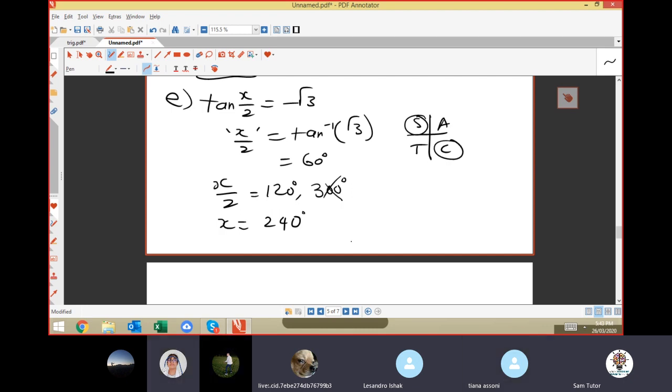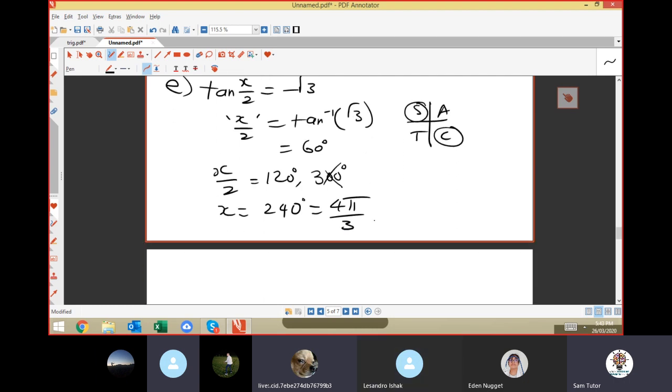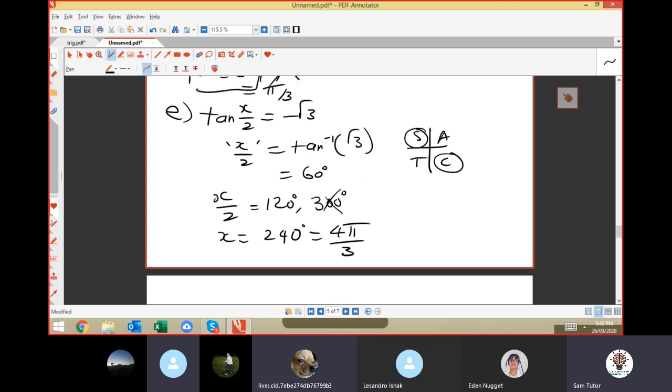Do you have to convert them to radians again? Oh yes, of course. Still used to the old syllabus. 240 over 180 times pi, that's 4 pi on 3. Thank you for that. I think the same thing with the top one, pi on 3.